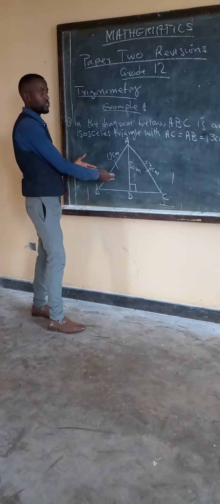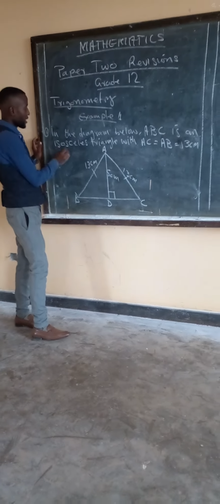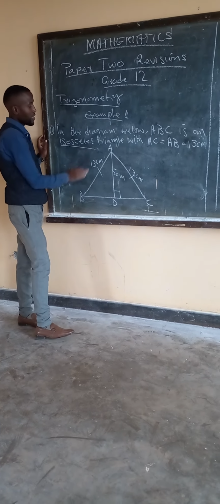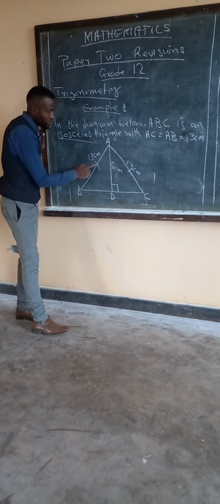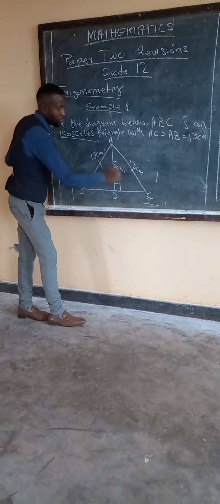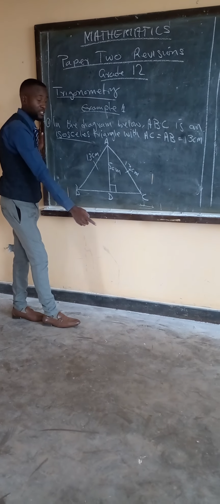So this is a right angle triangle, so called an isosceles triangle. An isosceles triangle is a triangle whose two sides are equal. So as you can see, this side which is here, AB, is equal to AC. That is what an isosceles triangle is.